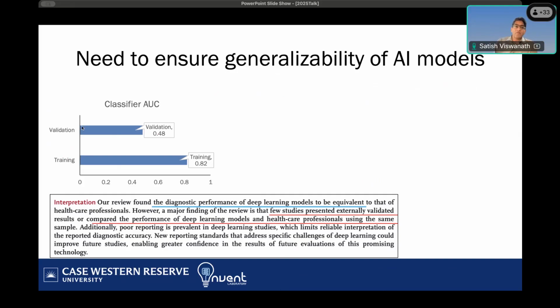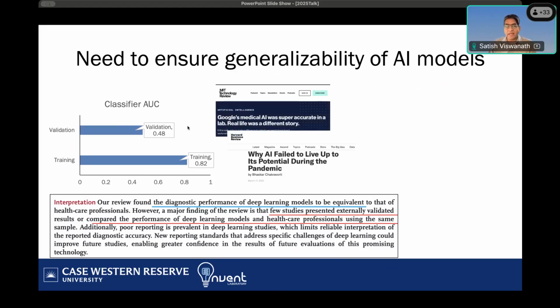And then if we take the exact same model and we tested it on a separate validation cohort, we see that the performance has completely dropped off. 0.82 has dropped all the way down to 0.48. And so this means that you're going to have these kind of disconnects between how the model is supposed to perform versus the way the model actually performs.